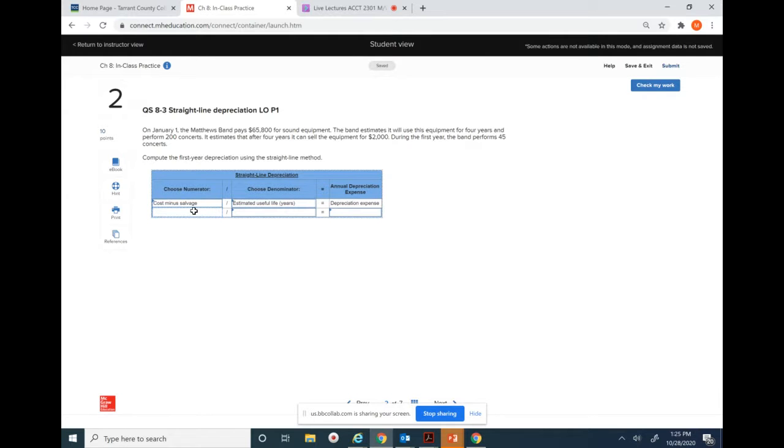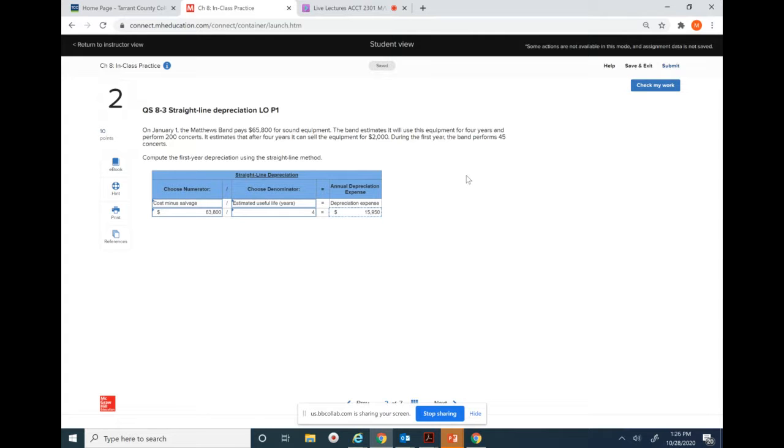So here are the actual numbers. We'll take $65,800, subtract the $2,000, so $63,800 is the depreciable cost. We'll divide that by 4 years. So the depreciation expense per year, let me calculate that real quick, 63,800 divided by 4. Every year of the useful life of the asset, the company will depreciate $15,950. Does that make sense?